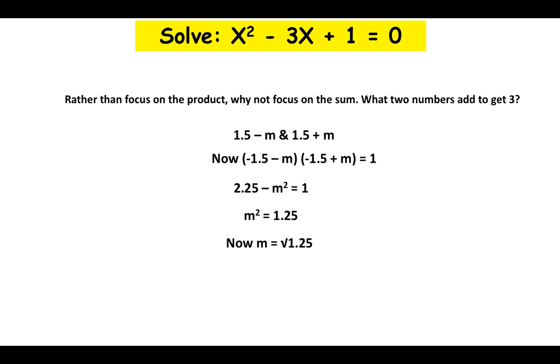I'm sure you know it's done by now. It's 5 lines, man. 1, 2, 3, 4, 5. And then the answer is 1.5 plus or minus square root of 1.25. Easy peasy. Watch me. Not finished.